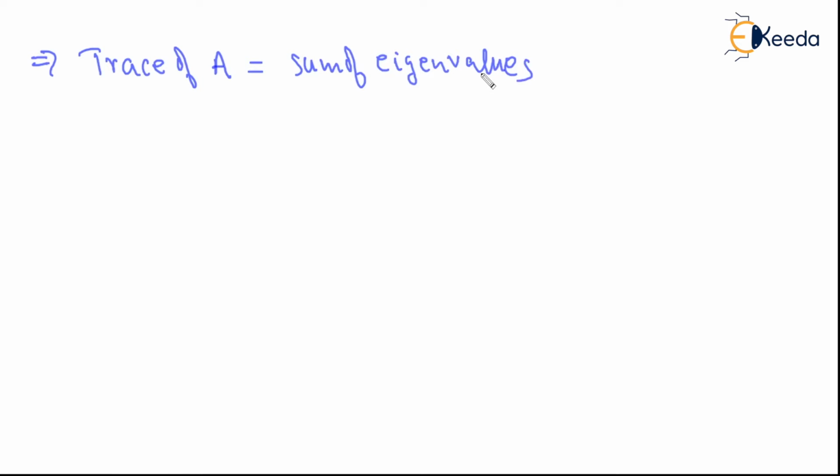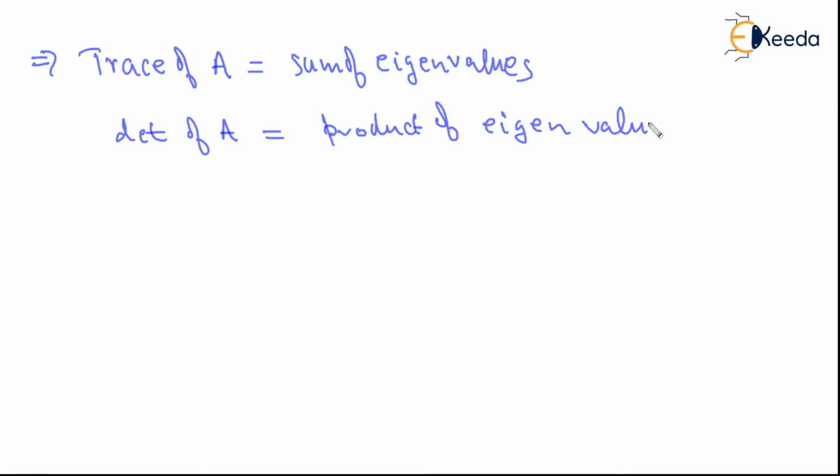It says the trace of the matrix A will be nothing but the sum of the eigenvalues, and the determinant of A will be nothing but the product of the eigenvalues, right? So the sum of the diagonal elements will give you the sum of the eigenvalues, and the determinant will give you the product of the eigenvalues.